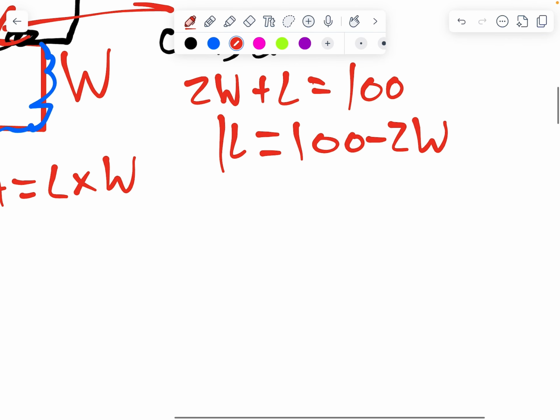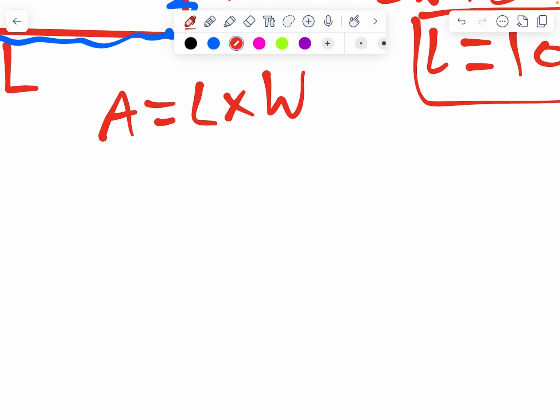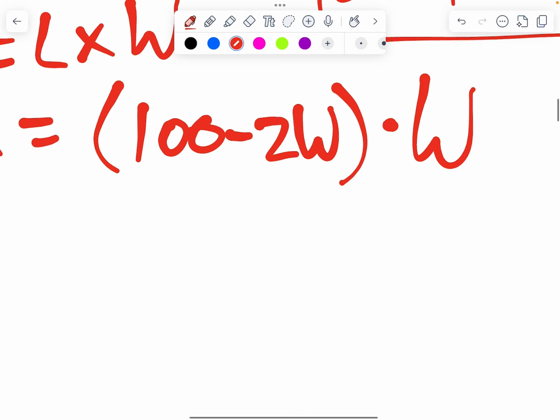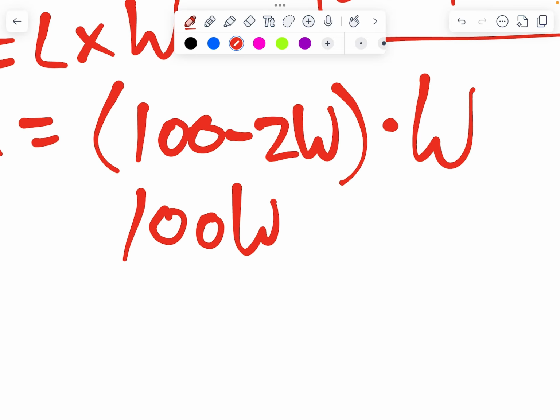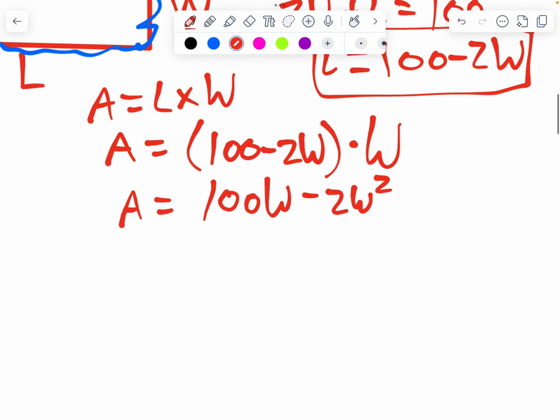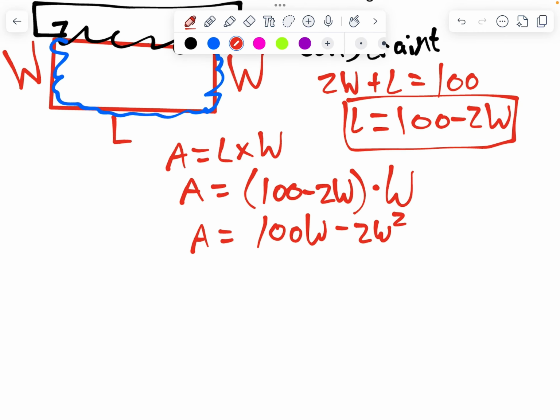And we plug this into our equation. So we'll have area equals 100 minus 2 times the width times W. We distribute: 100 width minus 2W squared. So now we have an equation for the area. This is really the main thing that you're after in these types of problems, because this is just a classic maximum minimum problem. It's just a word problem.